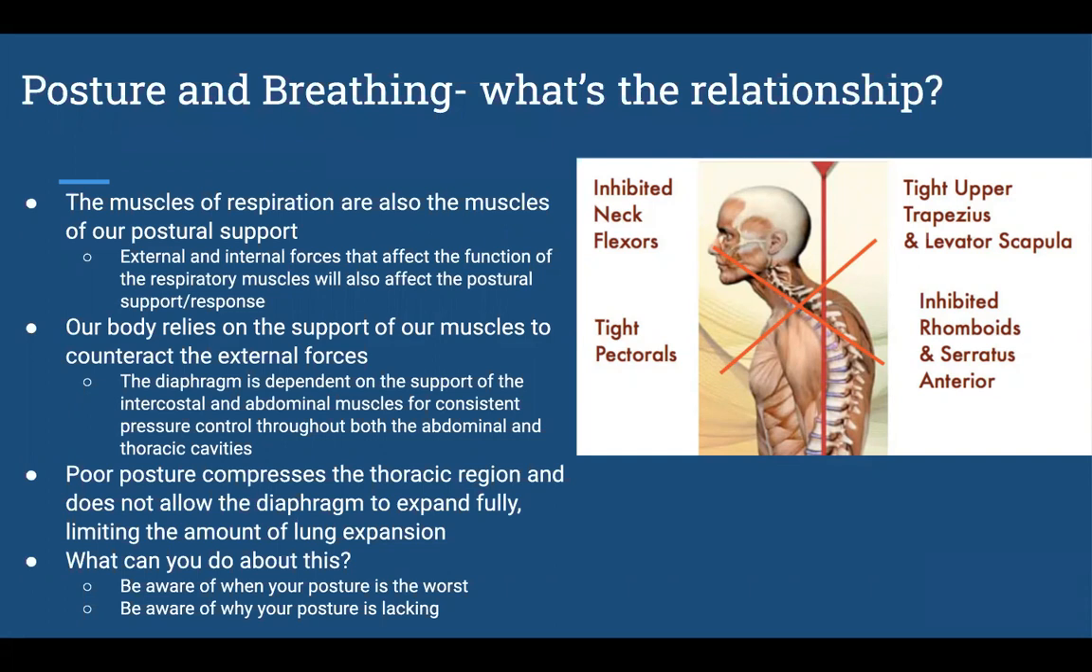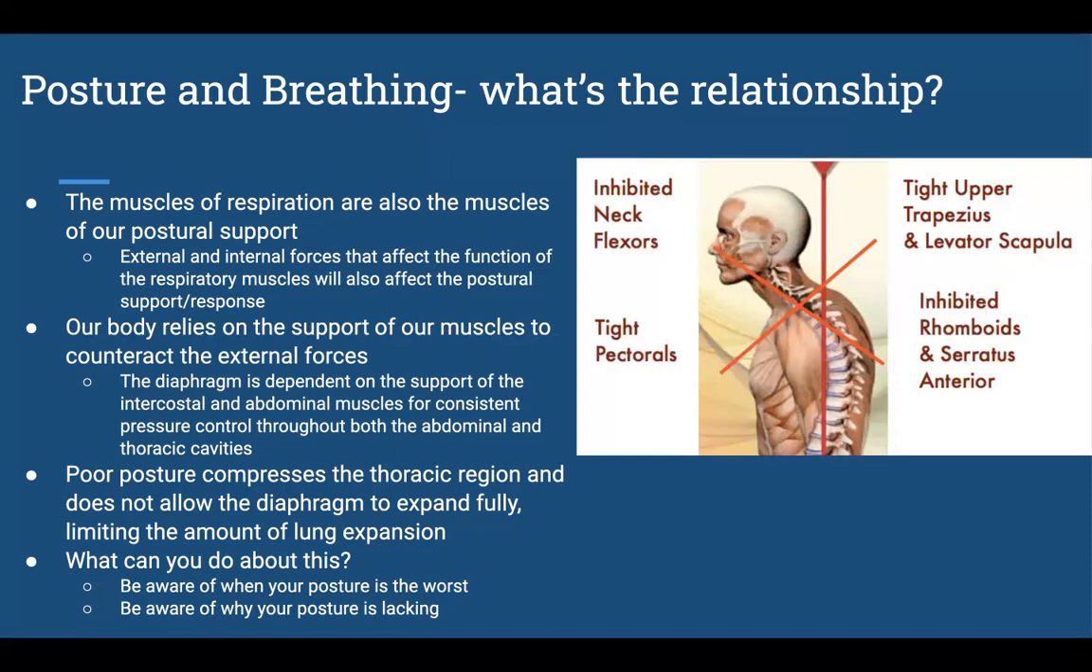The diaphragm, that muscle that we talked about, that separates your thoracic cavity from your abdominal cavity and is responsible for a lot of your breathing, is dependent on the support of the intercostals and abdominal muscles, which just means those are the muscles that live in between your ribs and your six-pack muscles. And those are really helpful for maintaining that consistent pressure control throughout the abdominal and thoracic cavities. Poor posture compresses the thoracic region and does not allow the diaphragm to expand fully. Again, going back to when we sat with slumped posture, it's a lot harder for us to take a big, deep breath in. And that limits the amount of lung expansion. So we're not getting as much air into our lungs as we could get.